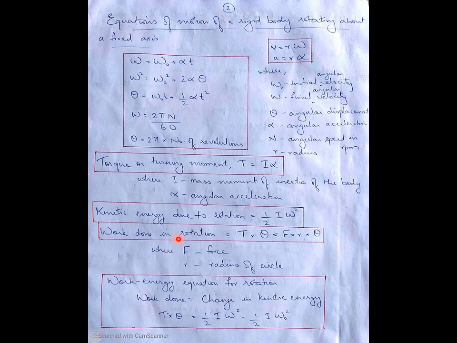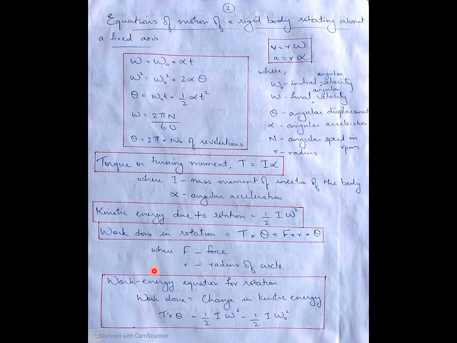Now work done in rotation is, what was the work done? It is force into distance. So here in rotation, instead of force, it will be torque into angular distance. So torque can also be written as the product of force and distance. Torque or moment, turning moment. What is moment? Force into distance. Similarly, moment or torque is force into distance. That is, work done is torque into theta, that is force into distance into theta.